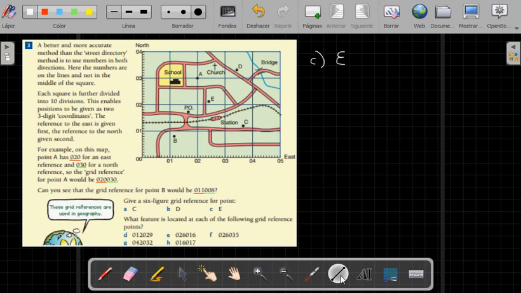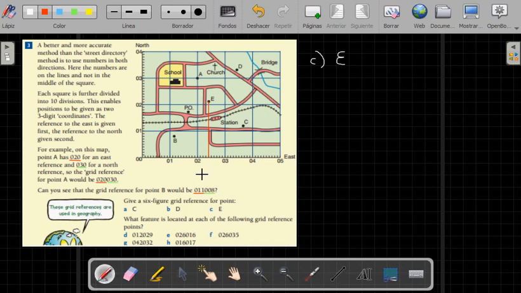Alright, let's remember that we must find the numbers of the reference. Hay que encontrar los números de la referencia. And let's remember that the three first numbers are for the east reference. Los primeros tres números son para la referencia este. Okay, first of all, let's try to locate the point E, which is right there. So, now I'm going to draw a straight and vertical line from point E to the east reference. There we are. Ya dibujamos entonces una línea recta desde el punto E hasta la referencia este.